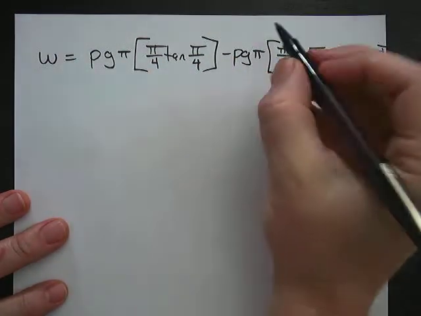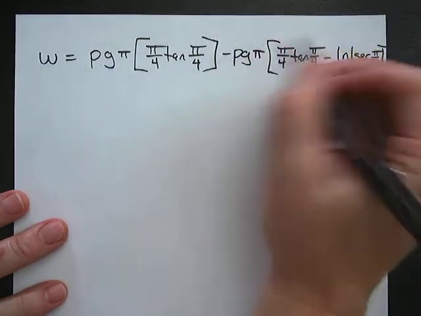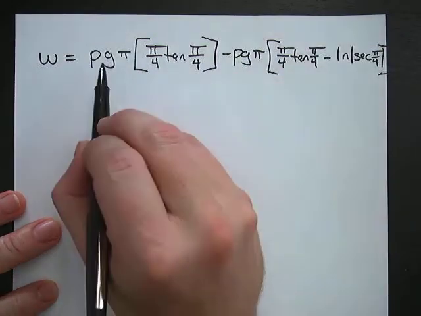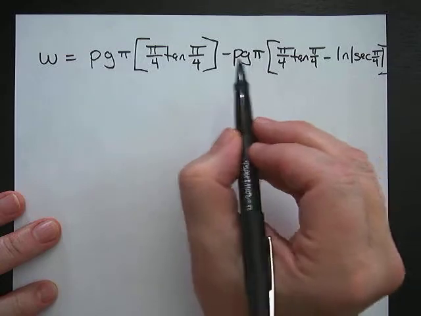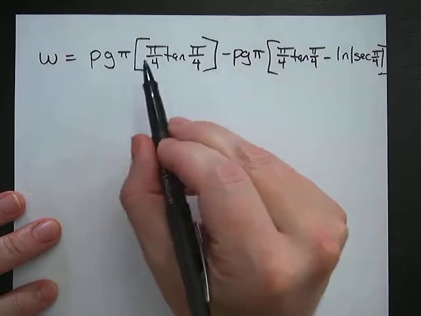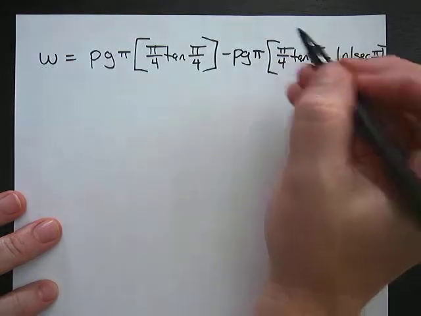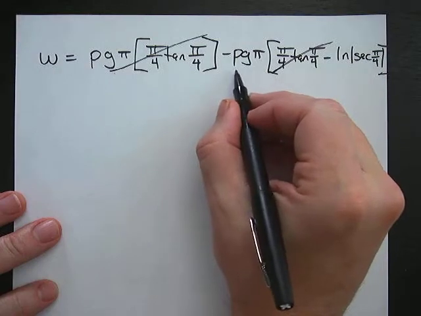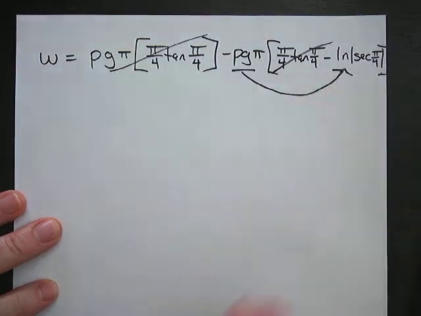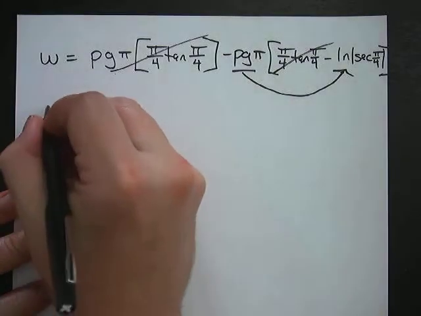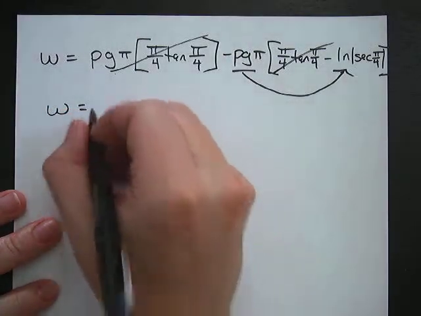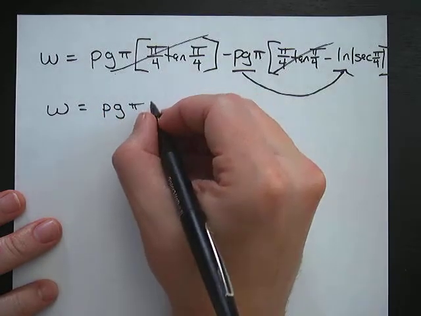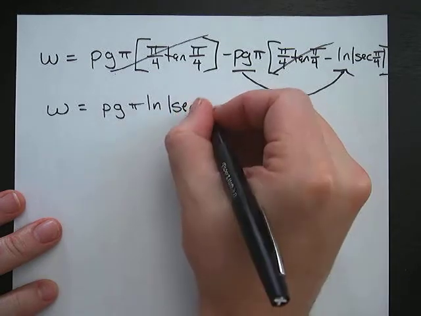Okay, now if we distribute this negative sign here to both of these and the rho g pi, you can see that when we distribute this one to this term and we distribute this one to this term, they're opposites. It's the same thing except they're opposite signs. So that's going to cancel out. Then all we have to do is multiply this by that secant term. And remember, they're both negative, so W is equal to positive rho times g times pi times ln of absolute value of secant of pi over 4.